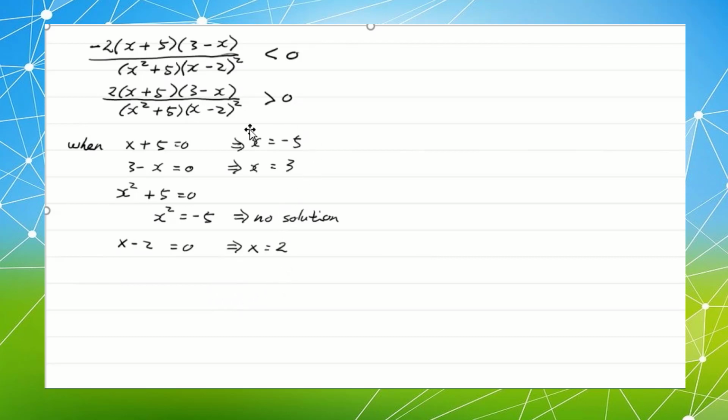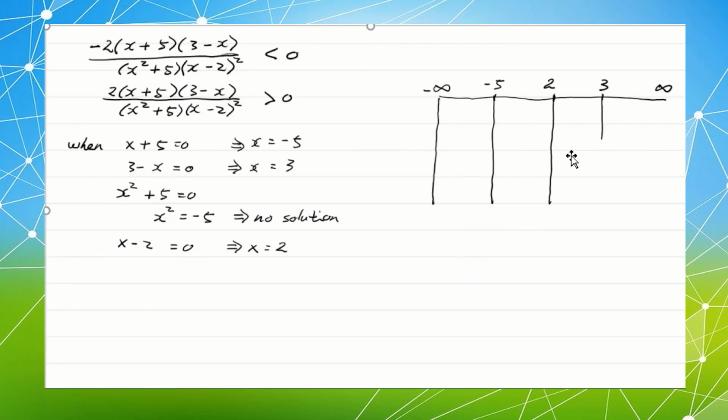Now we try to mark these values of x on a number line. So we start from the smallest value, which is negative 5, then followed by 2, then followed by 3, then up to positive infinity. So this number line has been divided into 4 regions.